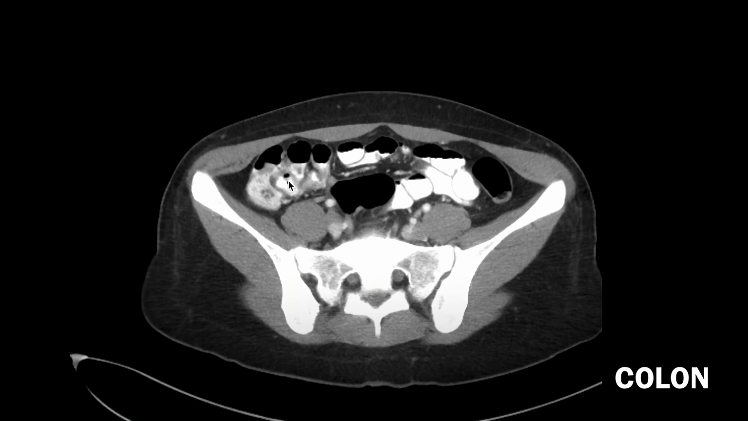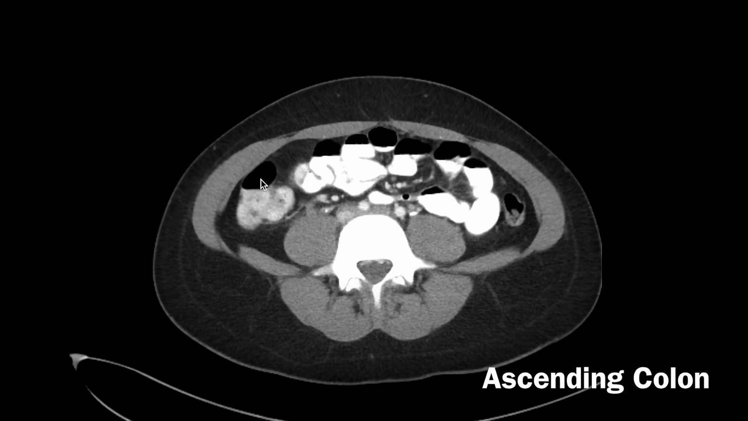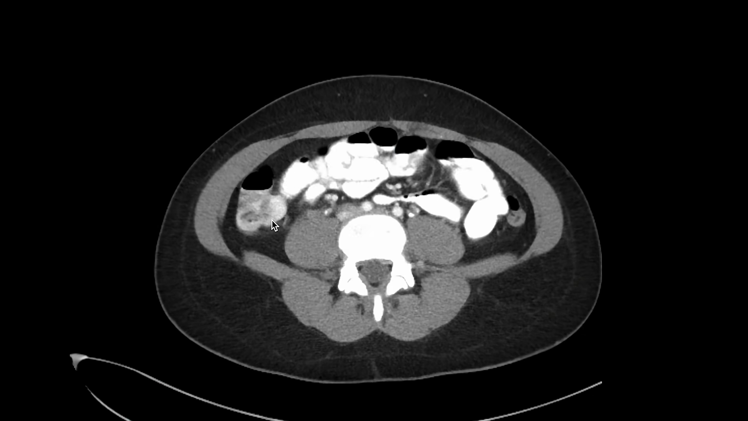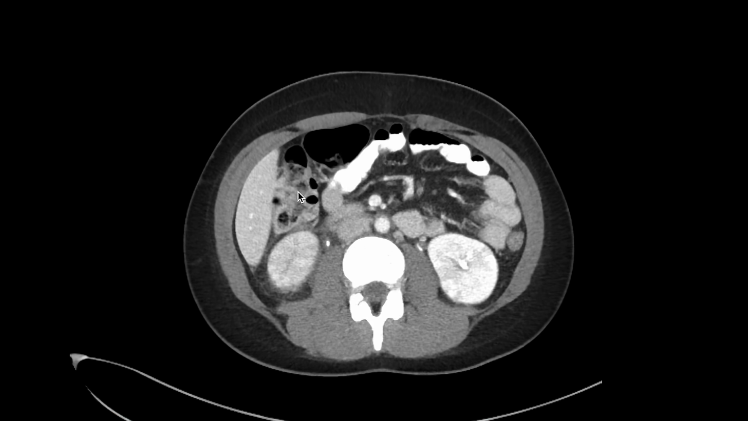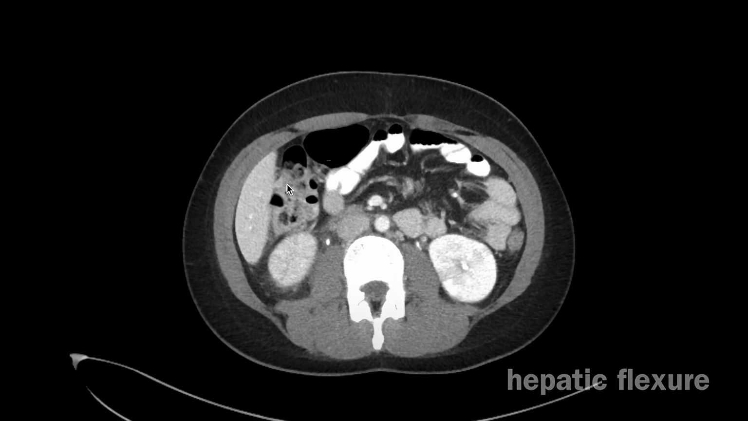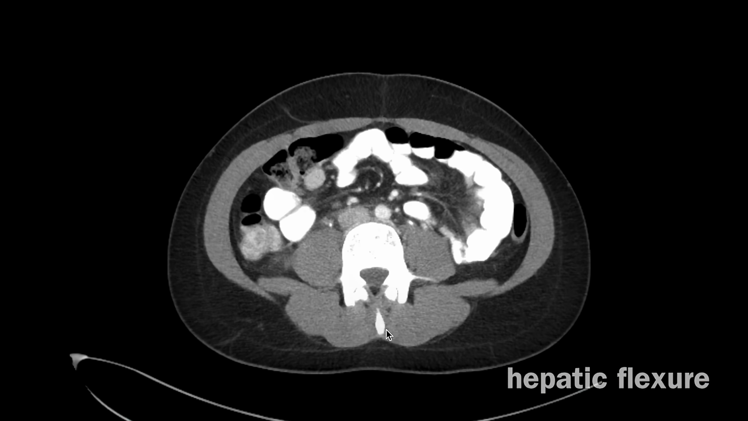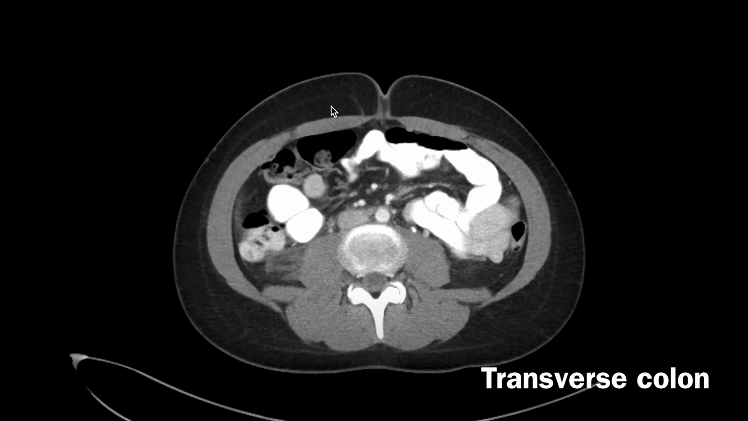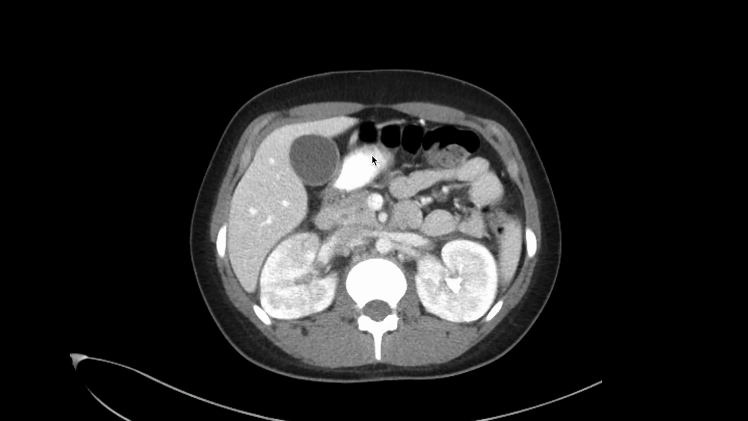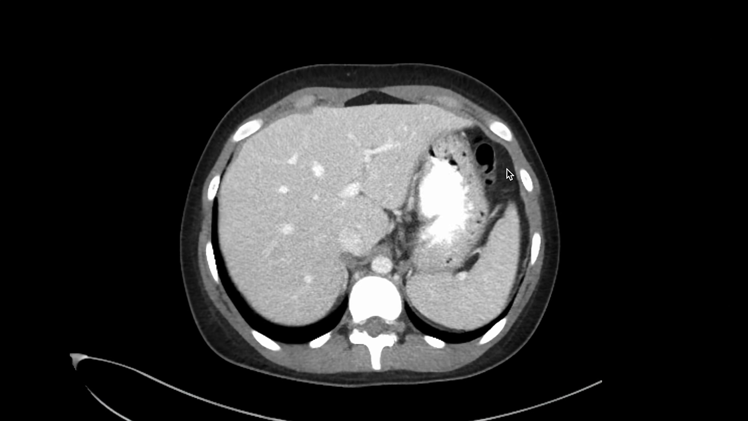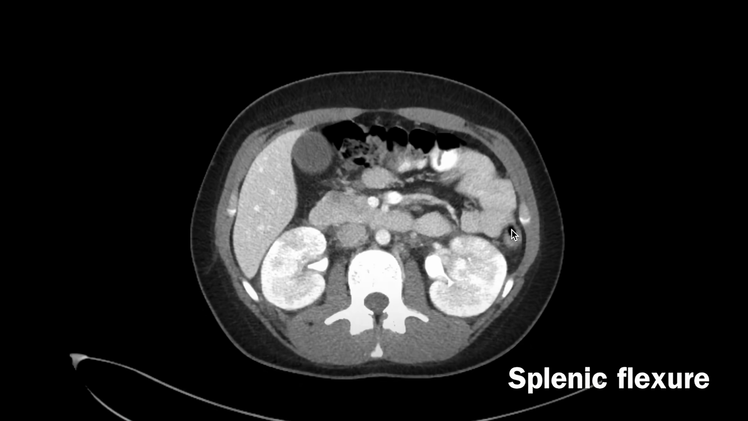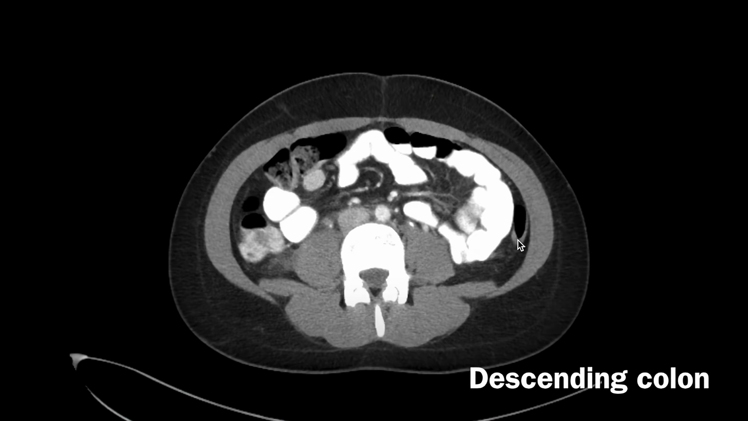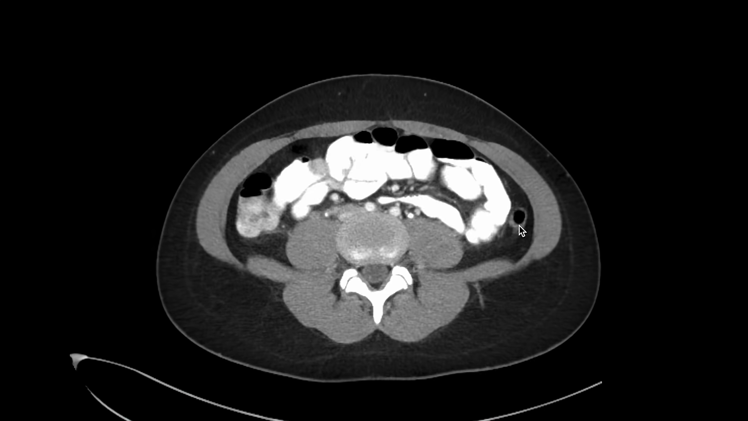So the cecum joins to become the ascending colon here. Notice the appearance difference of the large and small bowel owing to the haustra or saculations. The ascending colon comes up here to near the liver, and this is called the hepatic flexure. It then comes across the midline as the transverse colon here, to the left upper quadrant near the spleen as the splenic flexure. The descending colon here, a retroperitoneal structure, just like the ascending colon was.